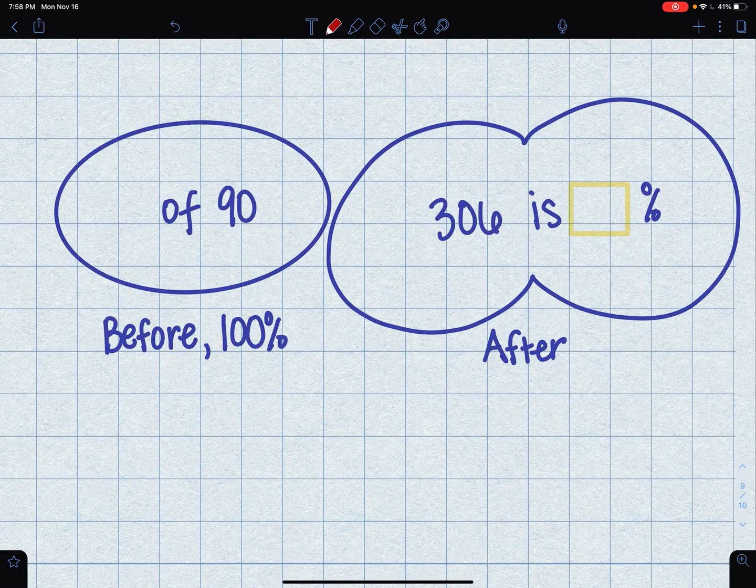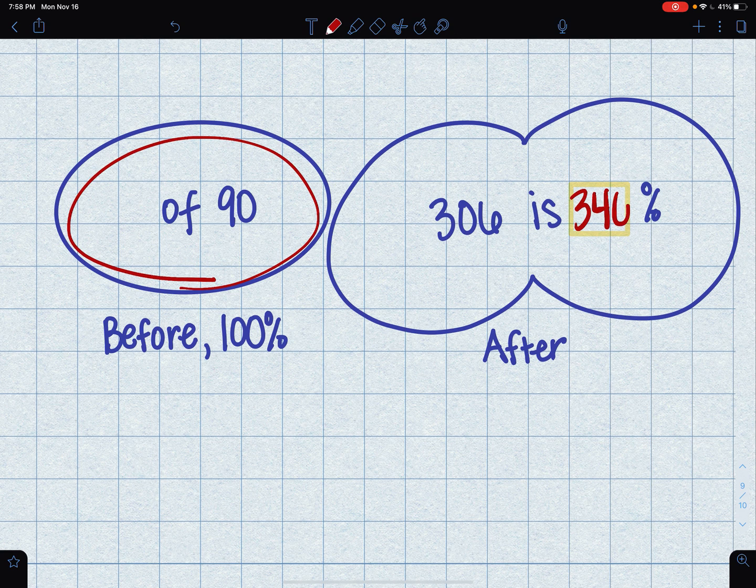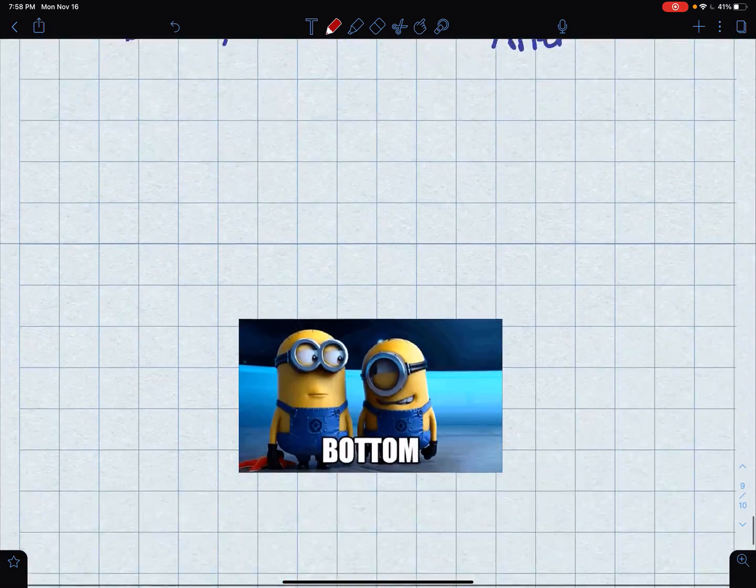Now let's do our diagram. Before, our base was 90, okay? After, we've got this huge thing, 306 is 340%, okay? Perfect. All right, that's basically it.